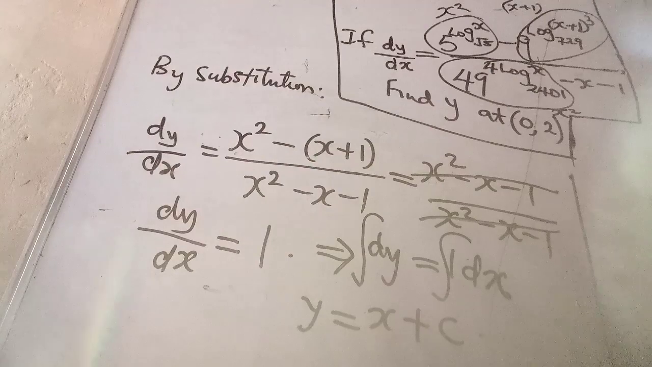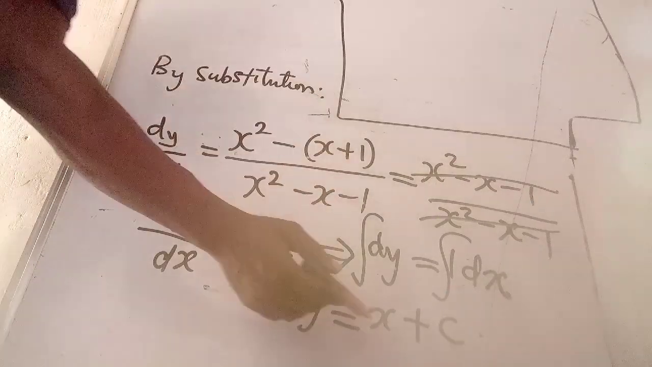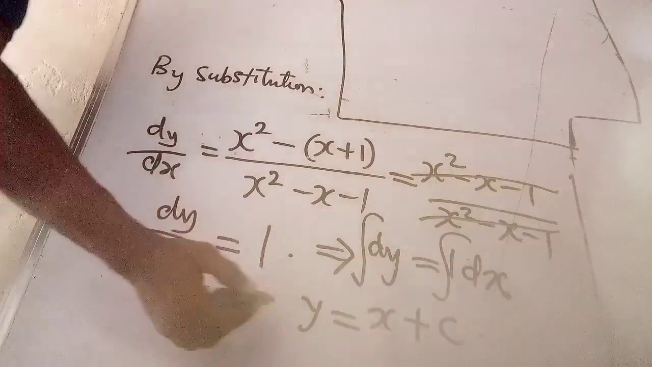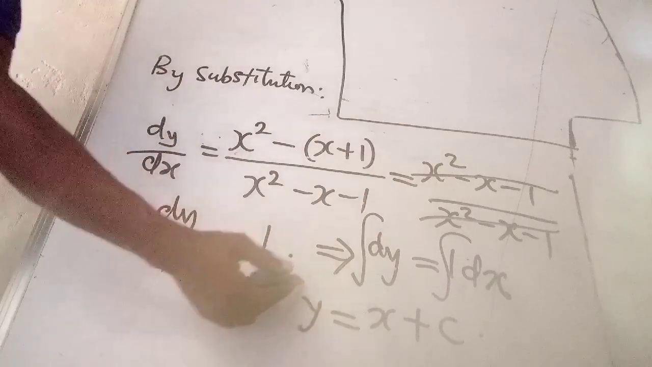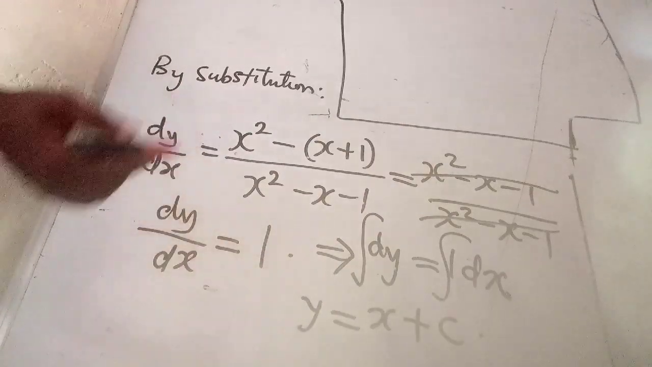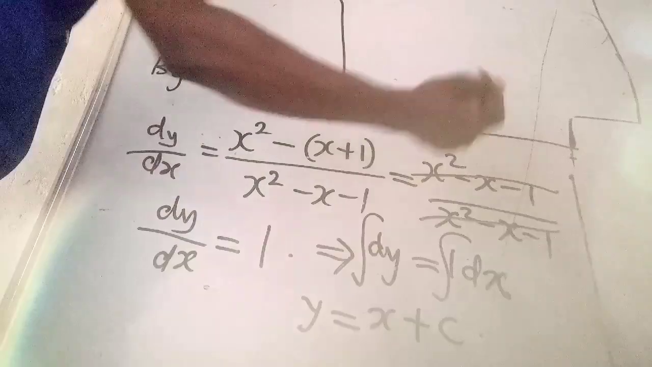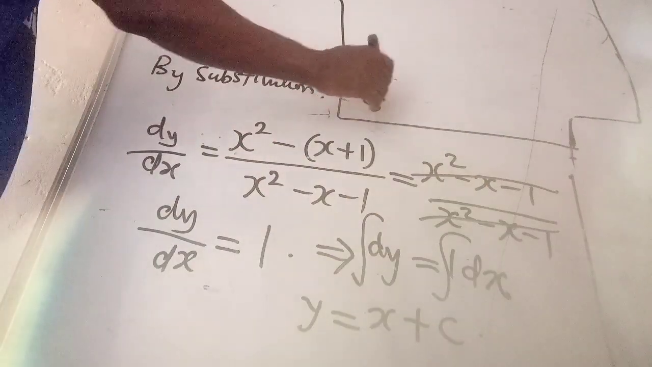Now, finally, 0 will replace x and 2 will replace y according to the question and to the boundary value we are given. That is 0, 2.